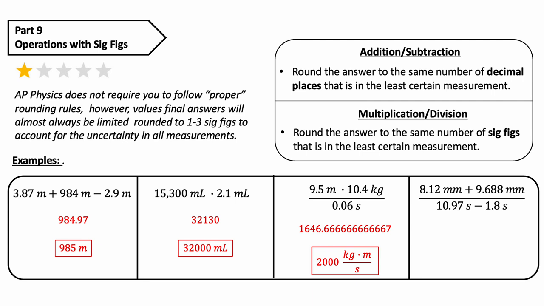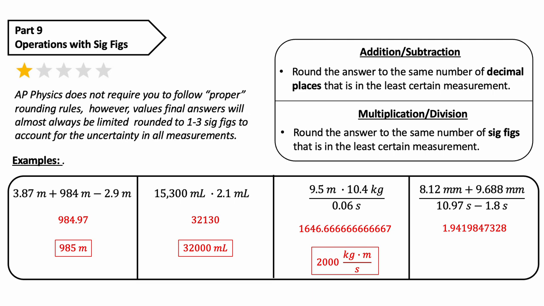All right, let's see this last example. And in this case, we have addition and subtraction and division in here. Now, my rule of thumb for you is going to be only ever round once. So our first step for any of these problems should be do the math as it is stated. So we need to do 8.12 plus 9.688. Do that first. And then we're going to divide that by, in parentheses, 10.97 minus 1.8.